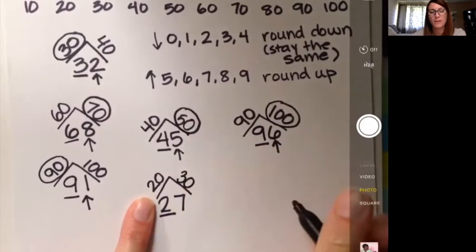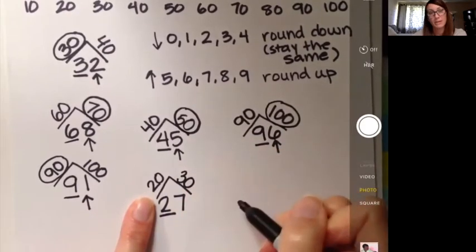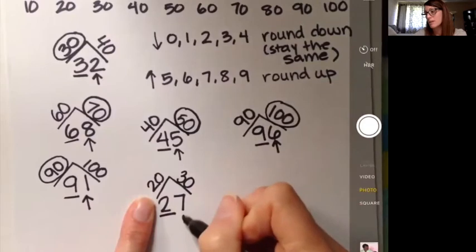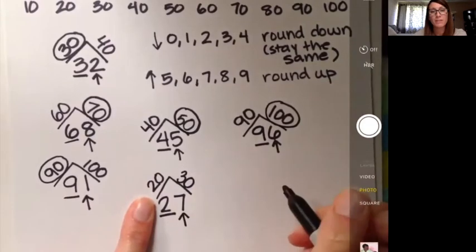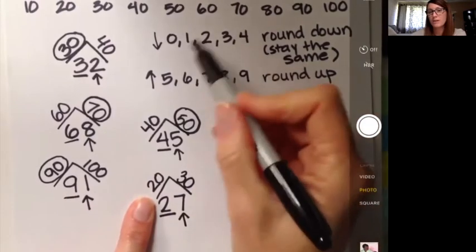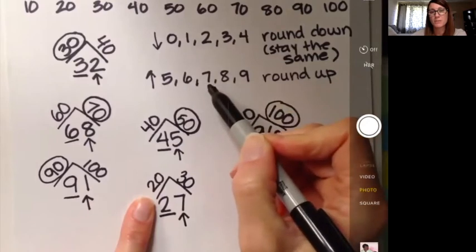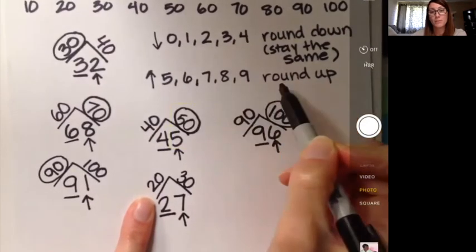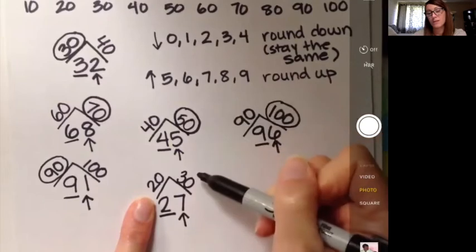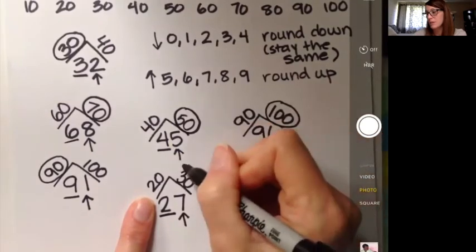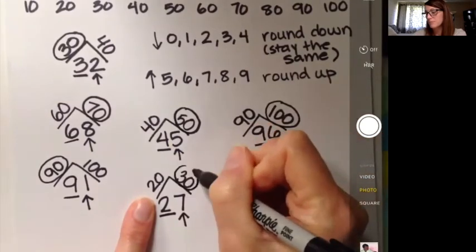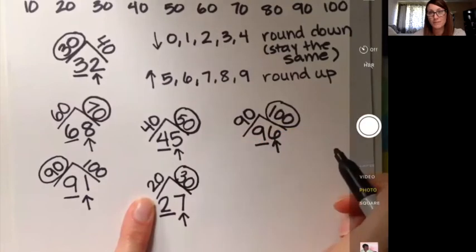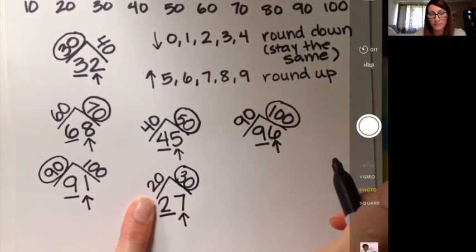Okay. So now, same idea. I'm going to look at my ones. I'm going to see, oop, I see there's a 7 here. And if I look up here, I see, oh, 7 tells me to do what? Round up. That's right. So that means that I'm going to pick my bigger number. Okay. But hold on. My answer is not 30.